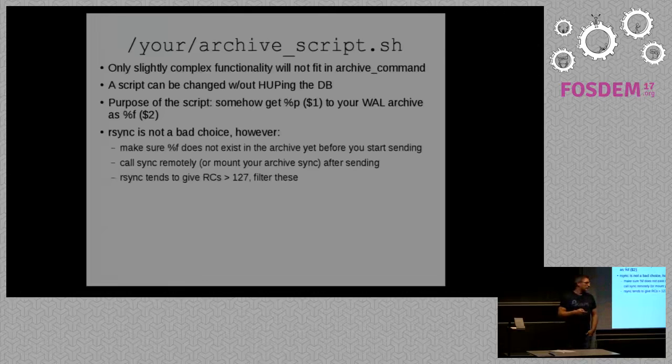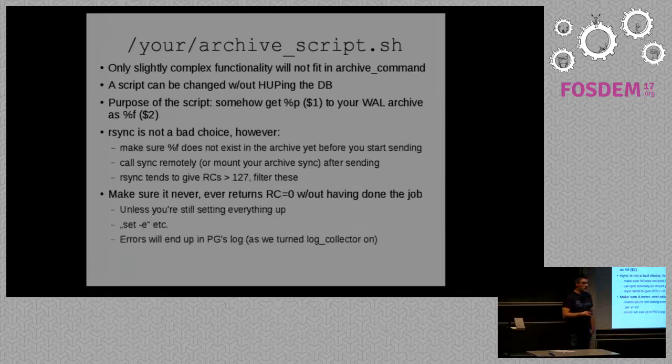So filter those, right? Don't return anything larger than 127 straight away, because otherwise you will have fatal log entries. At the end of the day, the archiver will try again, except if you return 0. When you return 128, it will exit, start again, and try again. So not really a difference, except that you have a fork in between and a fatal log entry. So make sure that you never ever return 0 before you have done the job properly with your script. Sounds simple?